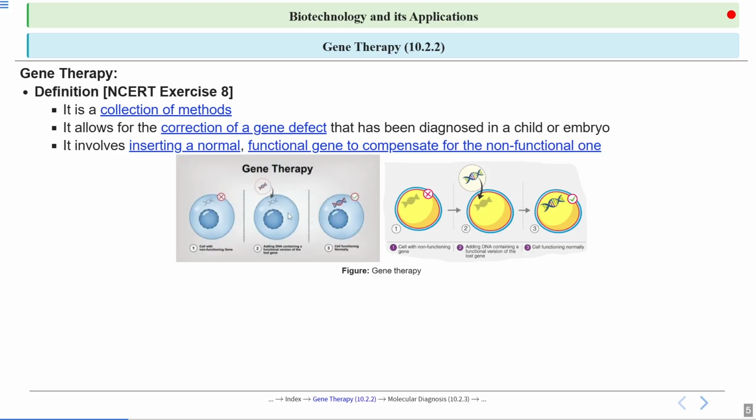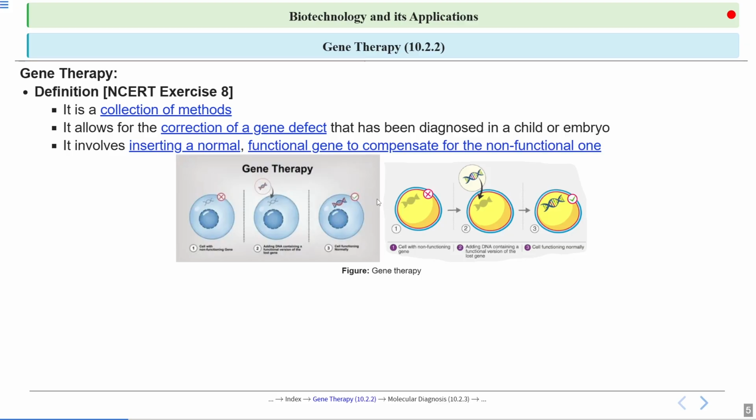What happened in the next one? We added functional DNA with that functional version of the lost gene, and now this cell is functioning normally. This cross is showing that the cell is not working properly, but when we added DNA with the proper gene, the functional gene, the cell became functional and is behaving normally.